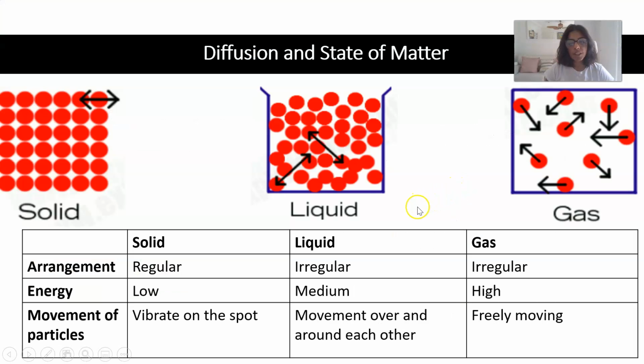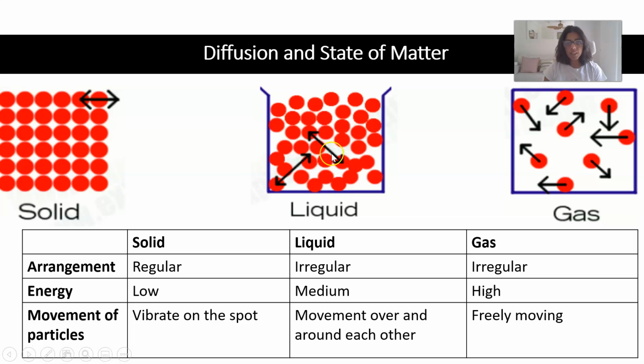Okay, so now we're going to explain why diffusion only occurs in liquids and gases. If we look at our cartoons representing particles in the different states of matter, we can see that solids have a regular arrangement. Each particle is touching the neighbouring particles, and they are in this uniform shape that they never change from. We know that solids only vibrate on the spot, and this is because they do not have very much kinetic energy, so therefore they cannot move apart and flow over each other.